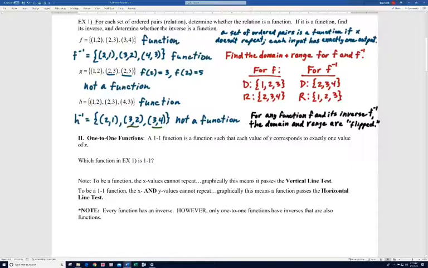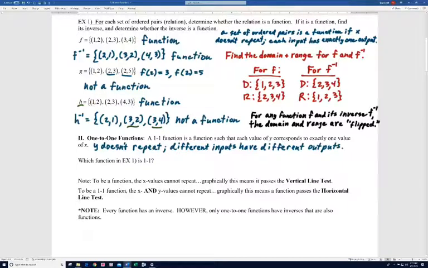It says a one-to-one function is a function such that each value of y corresponds to exactly one value of x. Another way to say this is that y doesn't repeat. So notice h is not one-to-one. The other way to say it is different inputs have different outputs. So certainly on h, you can see that the y values do repeat, and the problem is when you switch your x's and y's, now your x's are going to repeat.